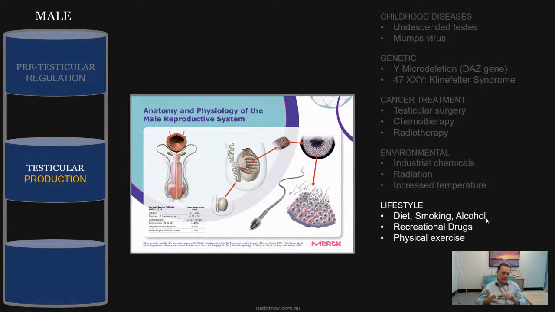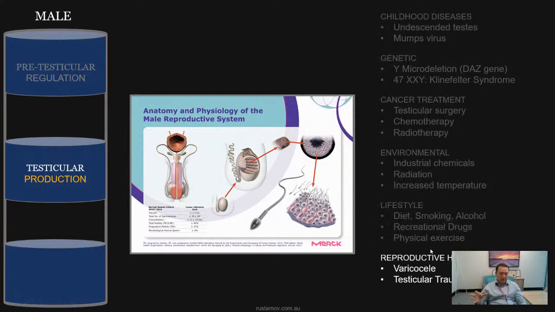And various lifestyle factors, like eating a very unhealthy diet for a long time, heavy smoking, alcohol, using recreational drugs, or doing very little physical exercise, can also cause a reduction in testicular sperm production. Then reproductive causes, varicocele and testicular trauma, and some medications can cause male infertility due to a production problem.